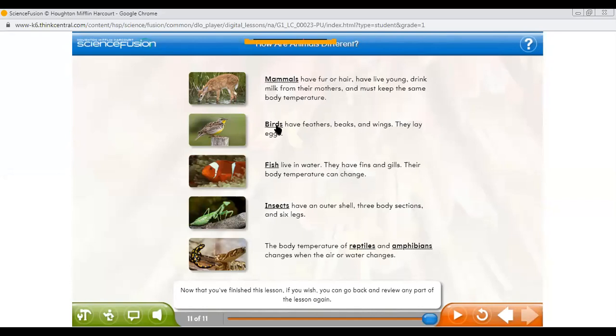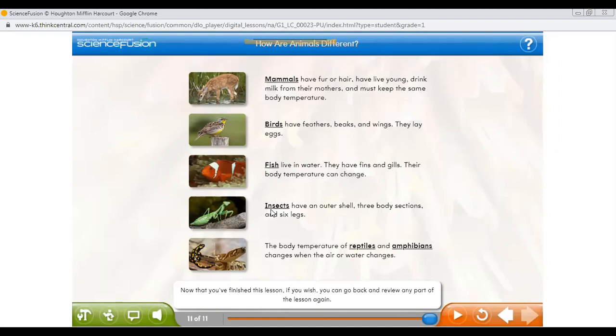And then it is the birds. So what do the birds have? They have feathers, they have wings, they have a beak, and they lay eggs. Then you have seen about the fish. Where do the fishes live? Yes, fishes live in water, they cannot live on land. And how do they breathe? They breathe with gills. And how do they swim? They swim with fins. Their body temperature can change like the water, but the mammals, they don't change the body temperature. They have to keep it warm.